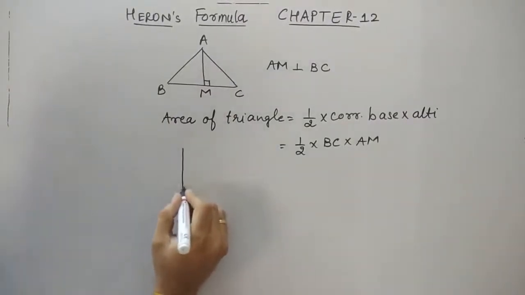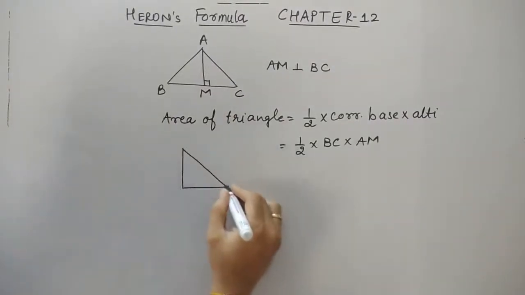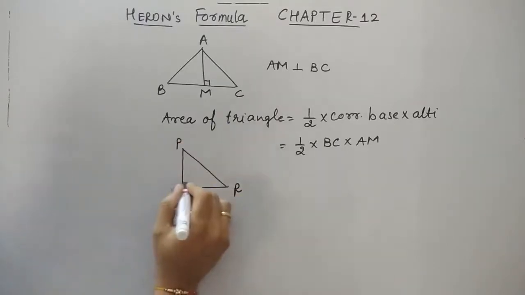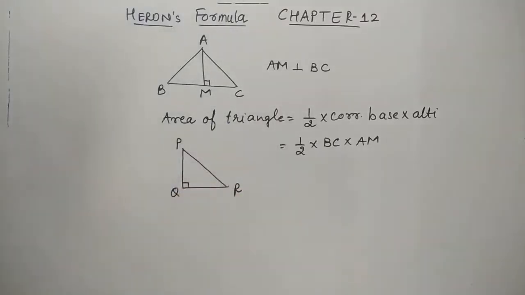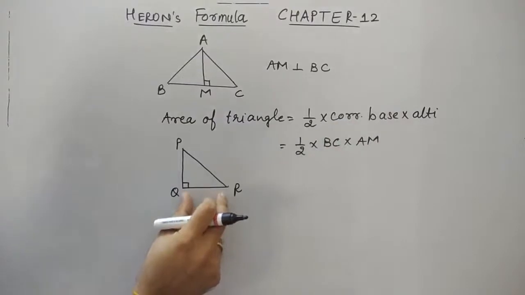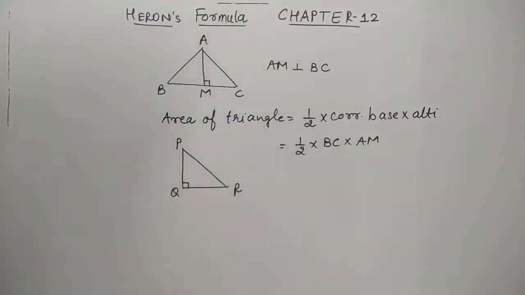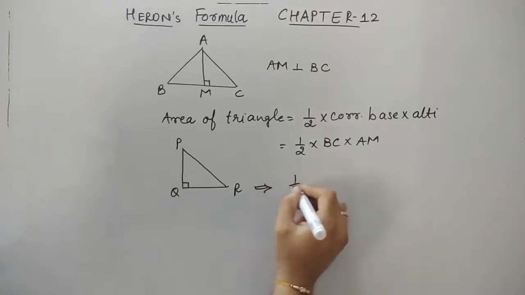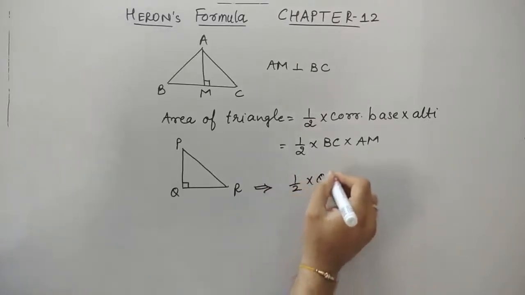If it is a right angle triangle, if I draw it here, I'll name it triangle PQR. If it is a right angle triangle, we know one of the angles must be a right angle. So again the formula remains the same: half into, we can consider this as a base and this as a height. So the area is half into QR into PQ.